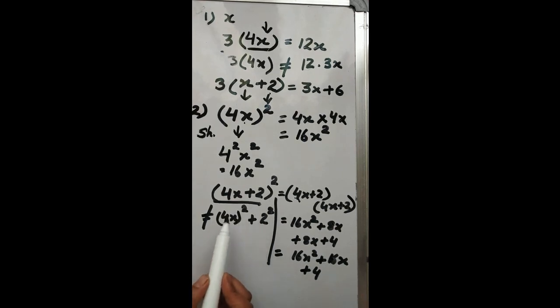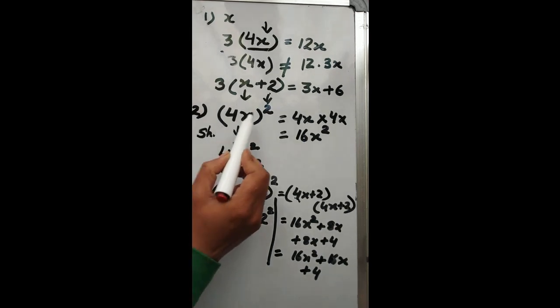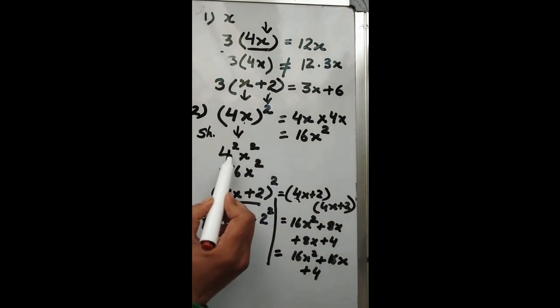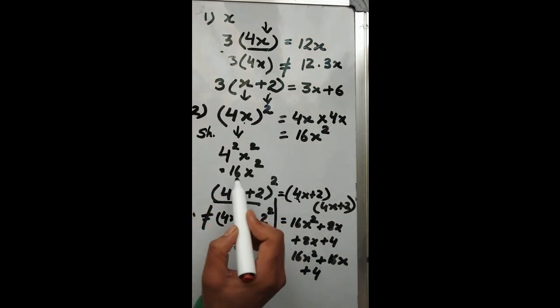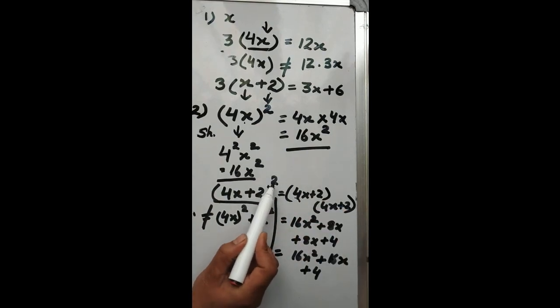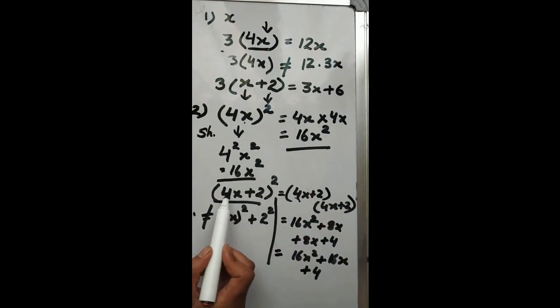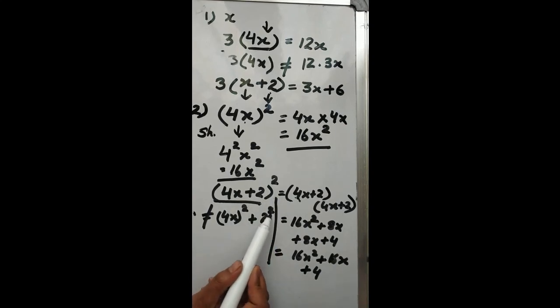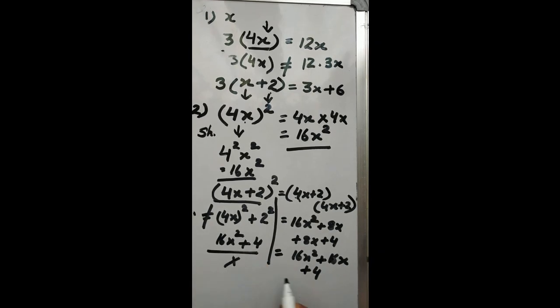Whereas what are we doing here? As a shortcut, as we did it here, 4x whole square is 4 square x square, which is 16x square, and this is also matching with this answer. We start using the shortcut here also. That means 4x plus 2 whole raised to power 2 is 4x raised to power 2 and 2 raised to power 2. So which is wrong, because this will only give you 16x square plus the correct answer. The correct answer is this.